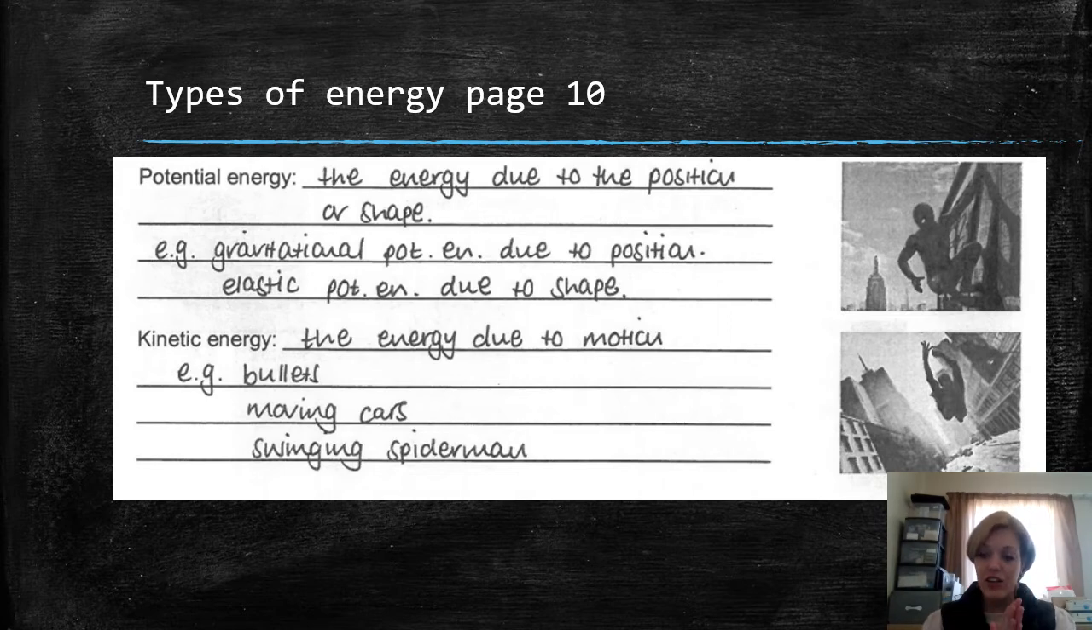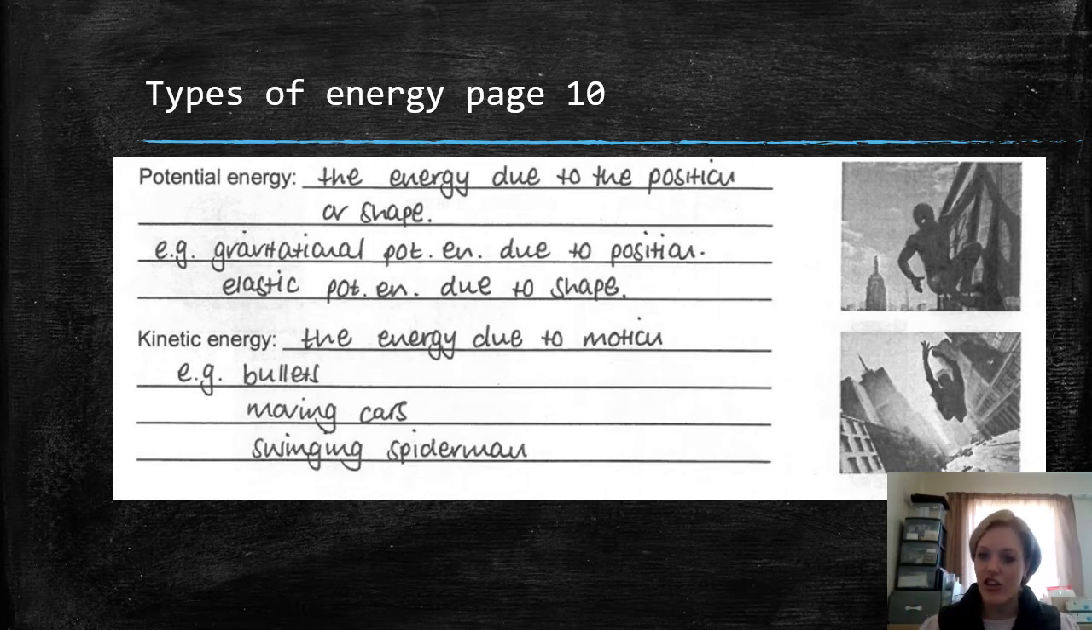For potential energy, it is the energy due to the position or shape. That's why we have elastic potential energy and gravitational potential energy. Elastic is more shape, whereas gravitational is more position or height. So gravitational potential energy is due to the position, elastic potential energy is due to the shape. Please bear in mind that POT means potential and EN means energy.